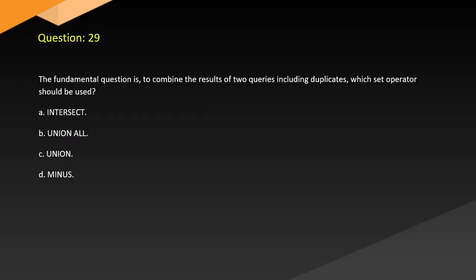Question 29. The fundamental question is how to combine the results of two queries including duplicates. Which set operator should be used? A. Intersect. B. Union all. C. Union. D. Minus.